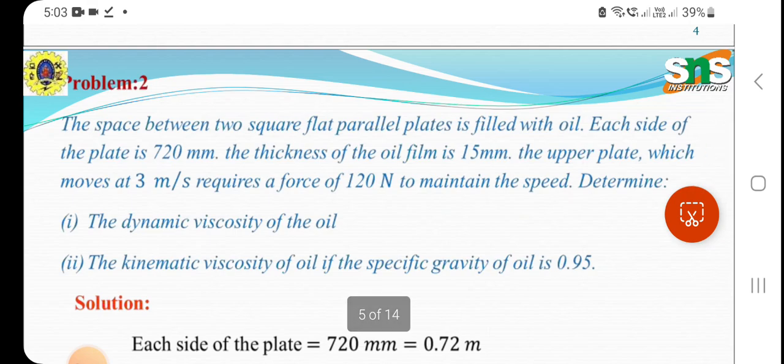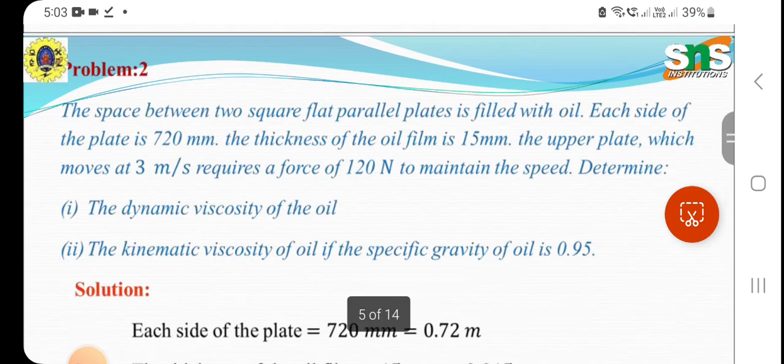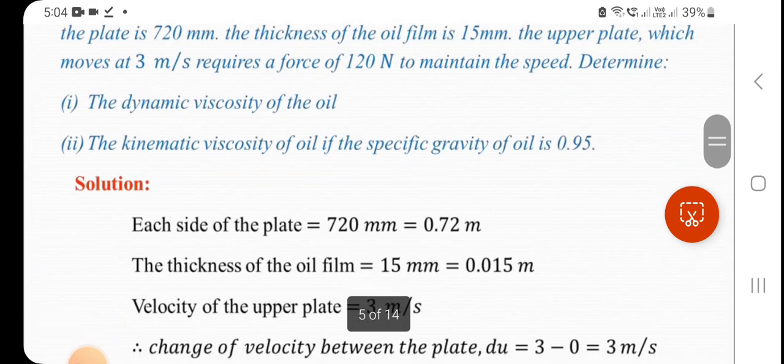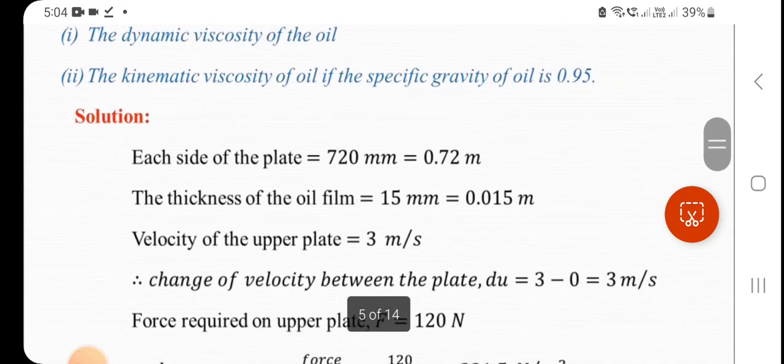So we'll see a numerical problem. The space between two square flat parallel plates is filled with oil. Each side of the plate is 720 mm. The thickness of oil is 15 mm. The upper plate, which moves at 3 meter per second, requires a force of 120 Newton to maintain the speed. Determine the dynamic viscosity of the fluid and the kinematic viscosity of oil if the specific gravity of oil is 0.95.